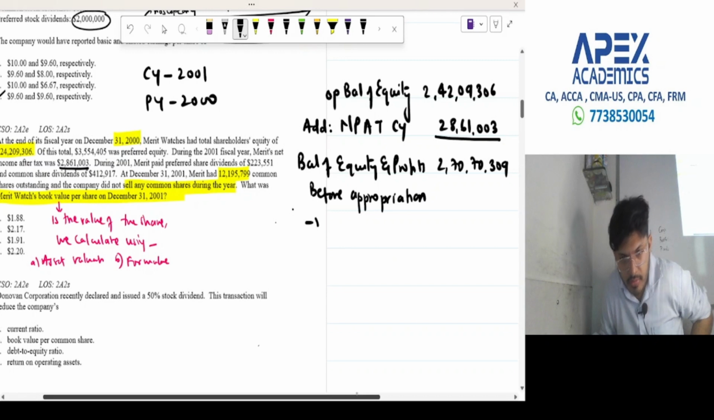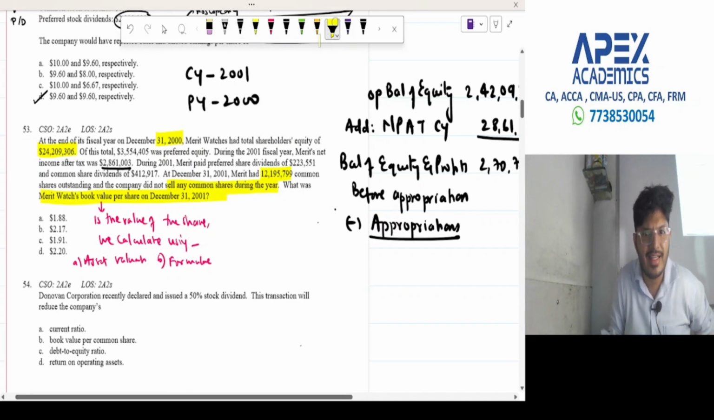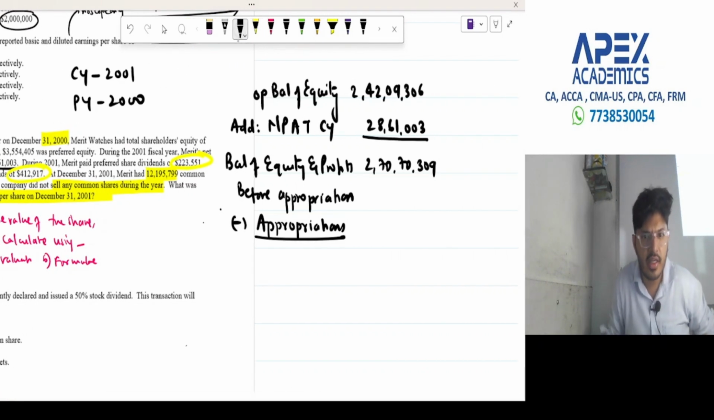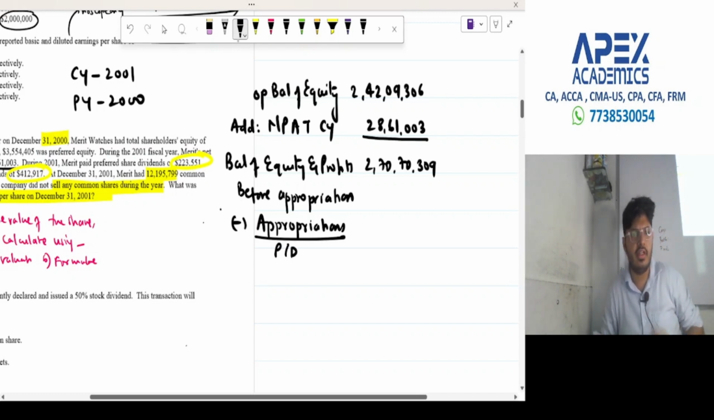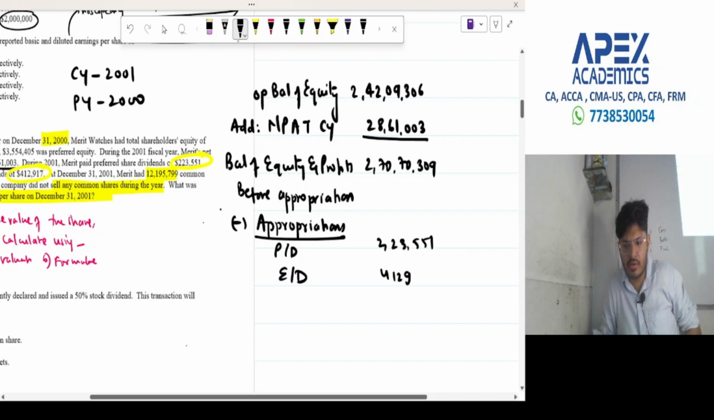My dear friends, from this I will make appropriations. What are appropriations? Appropriations are nothing but payment of dividend. What are the appropriations that I can see in this particular question? Let us circle them: preference share dividend and equity dividend. These are the two appropriations. So I will write preference dividend, which is 2,23,550, and equity dividend, which is 4,12,917.